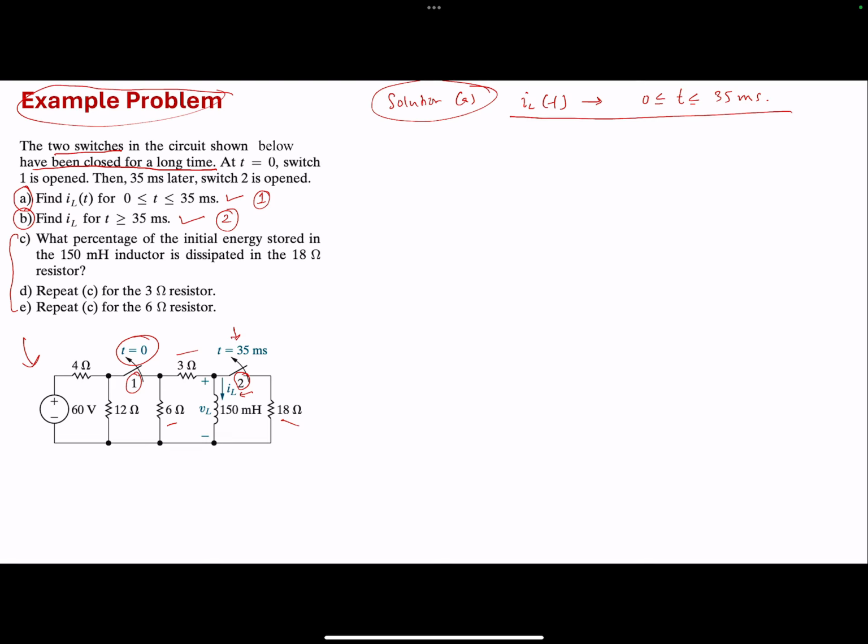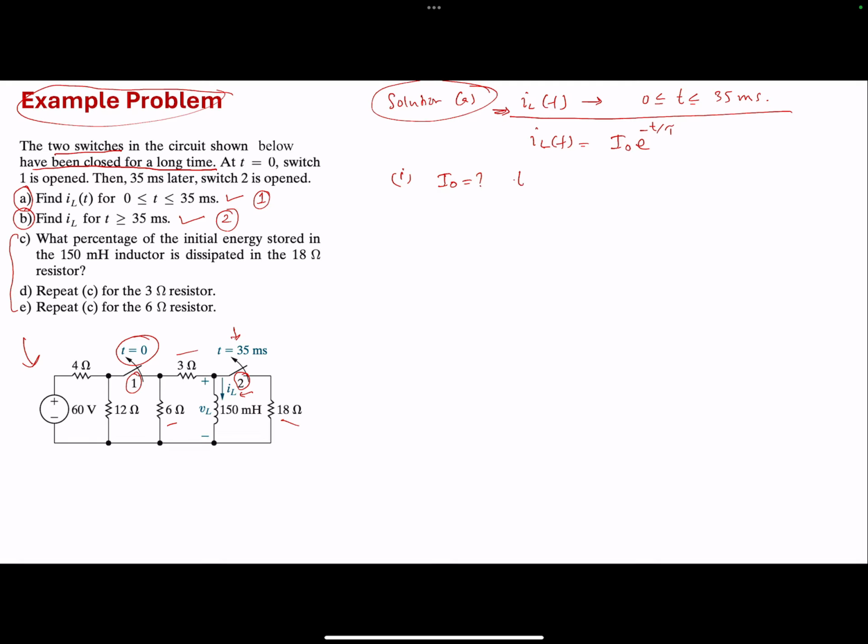So the natural response inductor current equation is I naught e to the power minus t over tau. We also know how to solve this, essentially finding the initial conditions and the time constant. So let's get started. The very first thing I need to do in order to find this IL is to find the value of I naught.